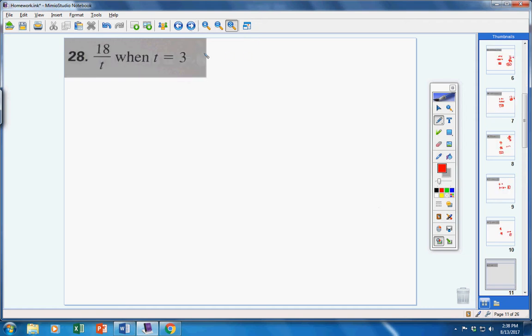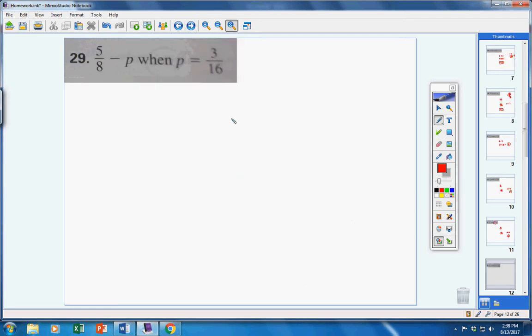Moving on to number 28. We have 18 over t, that's your algebraic expression. Where the t is, I will put parentheses, and I will substitute 3 in for t right here. So 18 over 3 is the same thing as 18 divided by 3, which would give you 6.